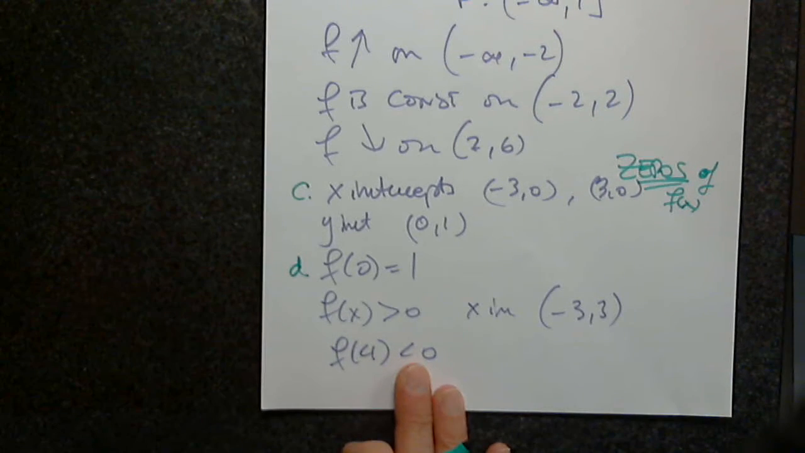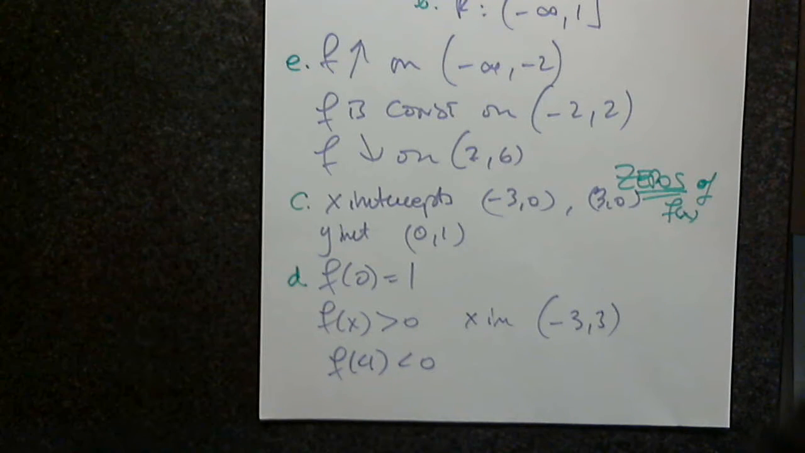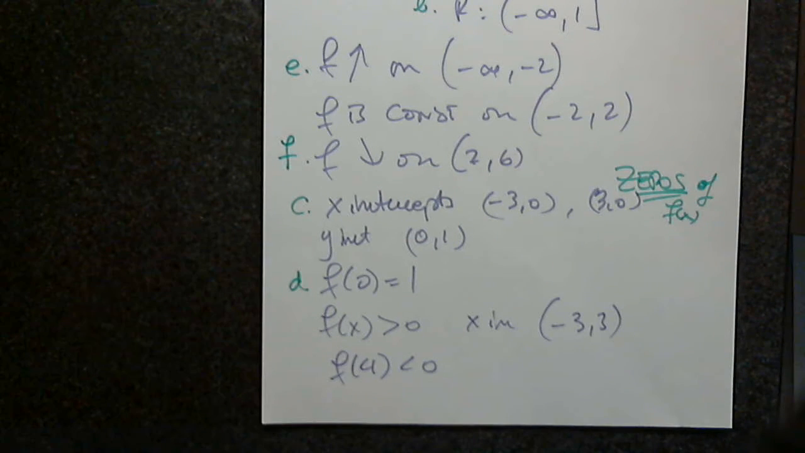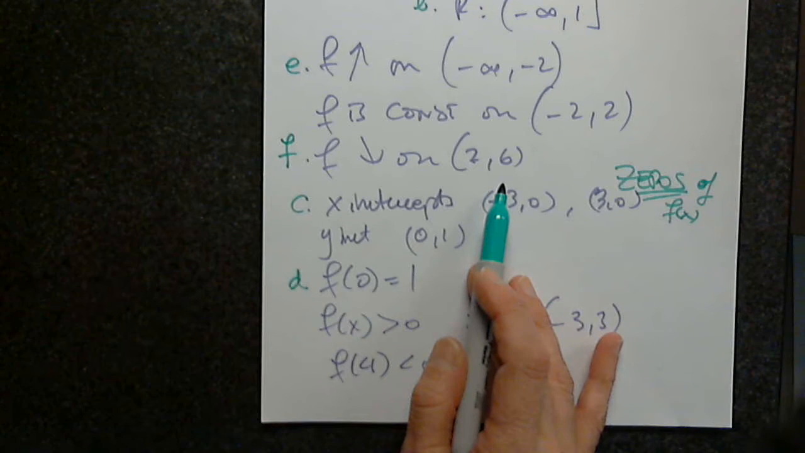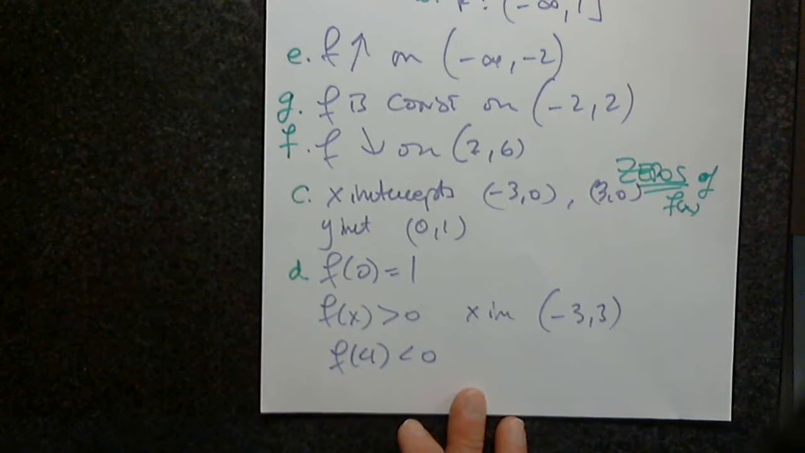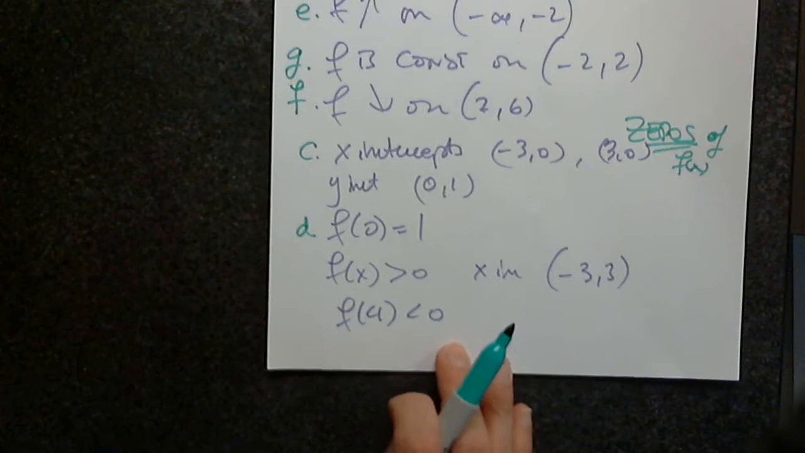Part E, intervals on which the function is increasing. Function is increasing on the interval -infinity to -2. Part F, the function is decreasing on the interval 2, 6. Decreasing on 2, 6. G, f is constant on the interval -2, 2. This I edited myself, so I'm not going to name it.